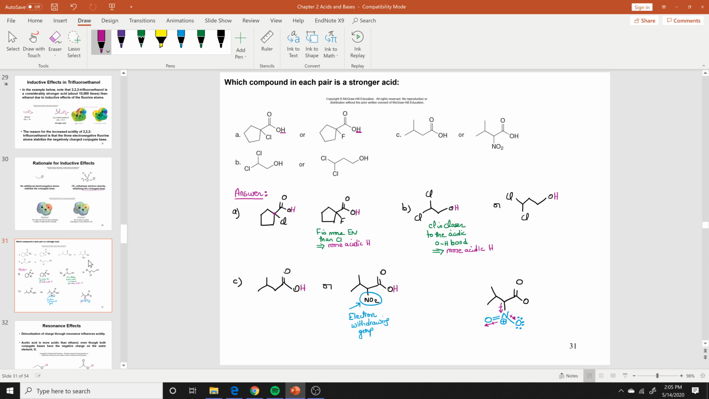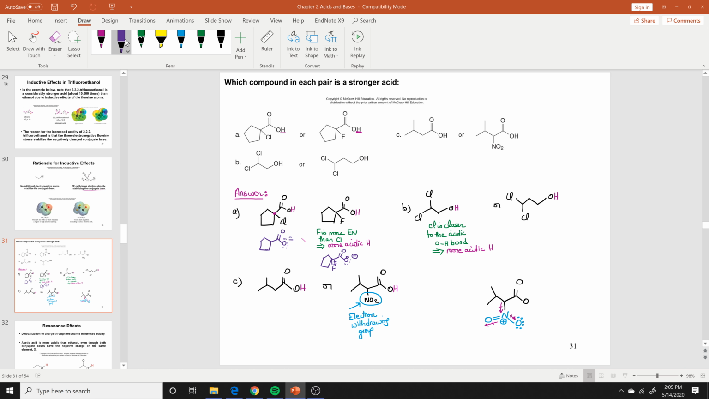And if I look at the conjugate base for this guy over here, this is my fluorine, and I'm going to have my conjugate base here. See, the fluorine is more electronegative. It's going to pull electrons away through the sigma bonds, and it's going to distribute the charge all over more than chlorine. Chlorine is less electronegative. Chlorine is still going to pull electrons, but not as strongly as the fluorine.